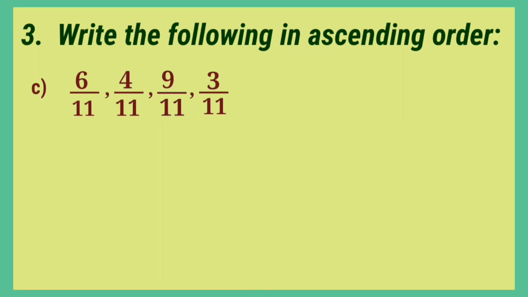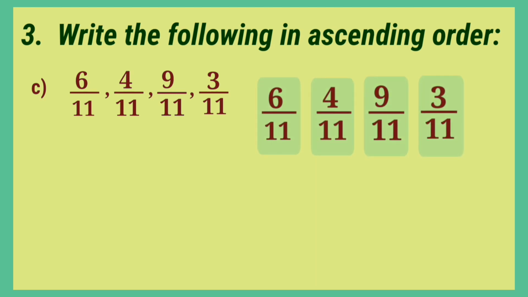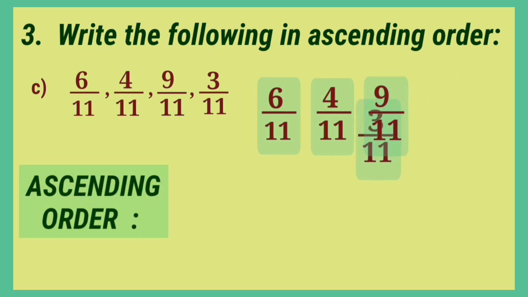Dear students, now we'll solve part C of question number 3. Here we are given 4 fractions each with the same denominator. As we have just learned, when the denominator is the same, the fraction with the smallest numerator is the smallest fraction. Out of 6, 4, 9 and 3, 3 is the smallest numerator. So 3 over 11 is the smallest fraction and we will keep it at first place in ascending order.